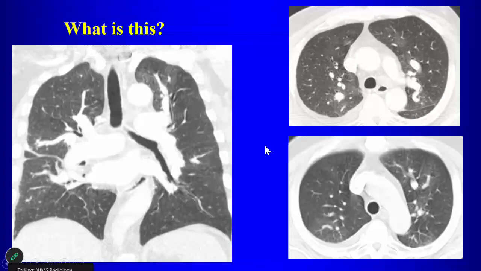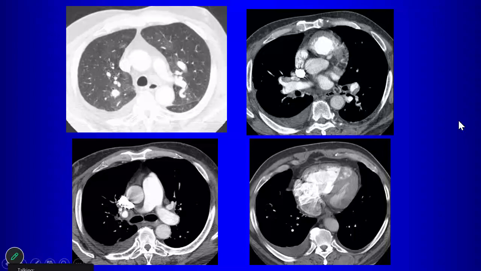What about this case? Do we have mosaic attenuation? Yes, we do. So, are you suspecting small airway disease here, or are you suspecting something else? Central vasculature looks prominent. So, these vessels look pretty big, right? So let me show you some more images with contrast.